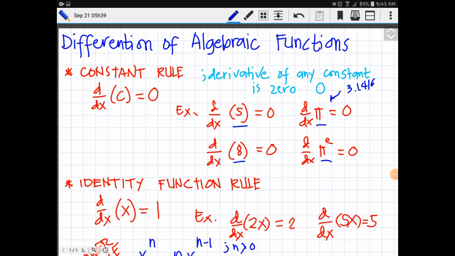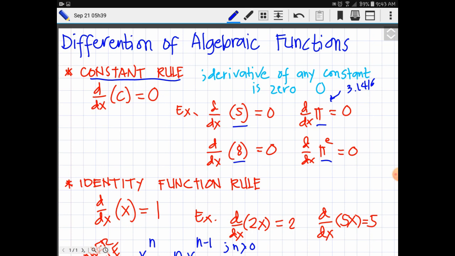Differentiation of algebraic functions. Fortunately, there are standard formulas called differentiation formulas or differentiation rules which will enable us to find the derivative of even complicated functions as rapidly as we can write. So we are going to study in this lesson the different derivative formulas, starting with the constant rule. According to the constant rule, the derivative of any constant is 0.